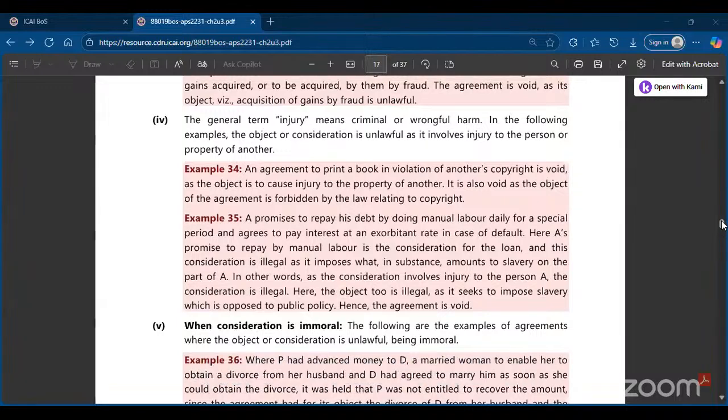Just like you pay an advance for drugs, you cannot get back the advance if the drug supplier doesn't supply it to you, right? So any agreement interfering with marital duties, telling a girl to divorce her husband or telling a boy to divorce his wife and marry you, is not allowed. It is immoral. It's not considered.